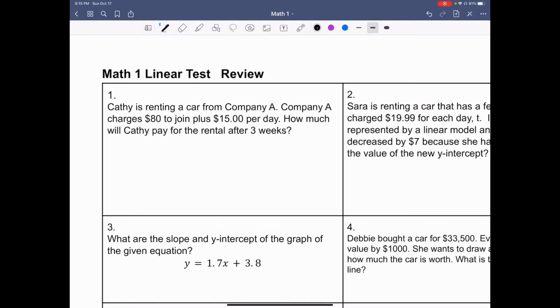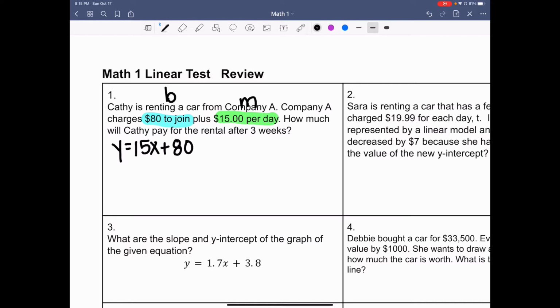All right, Kathy is renting a car from Company A. Company A charges $80 to join plus $15 per day. How much will Kathy pay in 3 weeks? So we have $80 to join. That's going to be our Y-intercept because that's the initial value. And then we have the $15 per day. That's the repeating value, so that's our slope. So our equation is Y equals 15x plus 80.